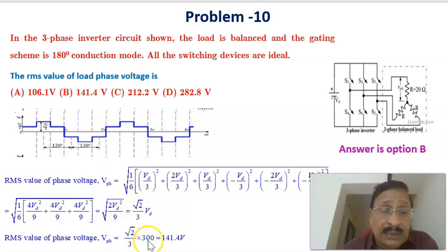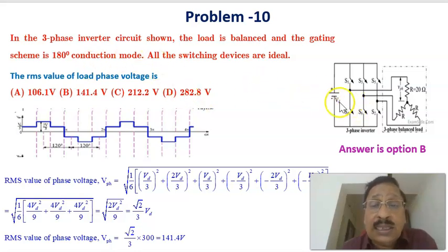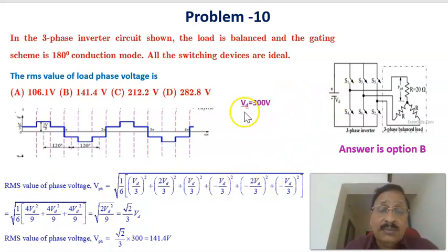For root 2 by 3 VD, of course, the input DC bus voltage is given for the 3-phase 180-degree conduction as VD equal to 300 volts. Now substituting the DC bus voltage, the RMS value of the phase voltage for the 180-degree conduction mode is root 2 by 3 into VD, or root 2 by 3 into 300, which is 141.4 volts. Therefore, the answer is option B.